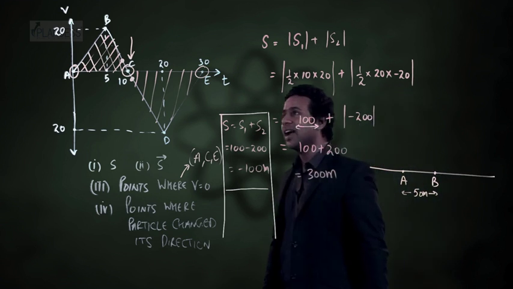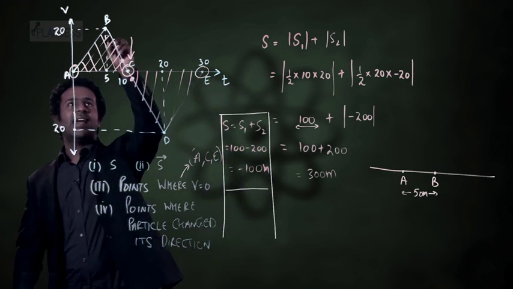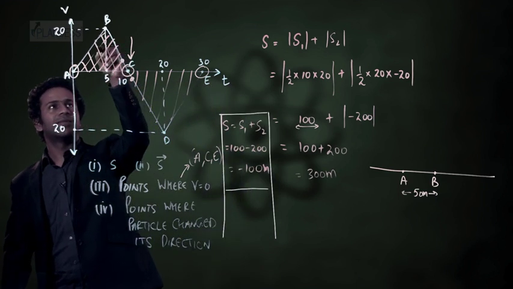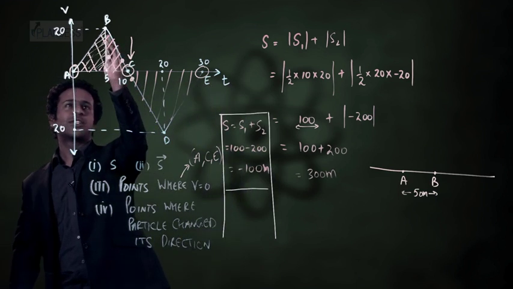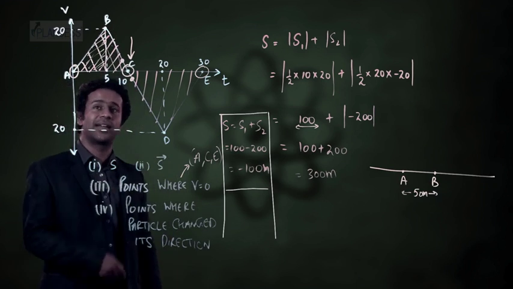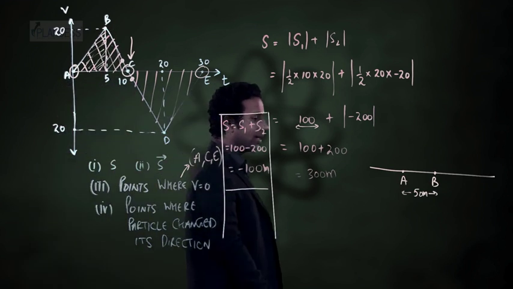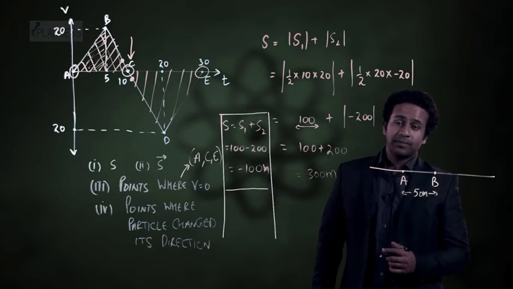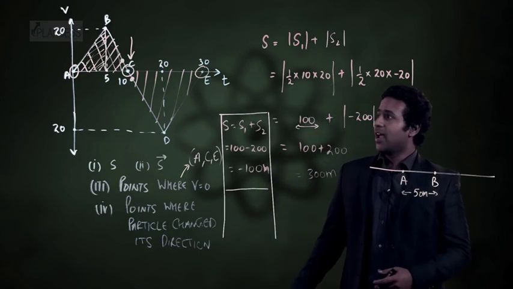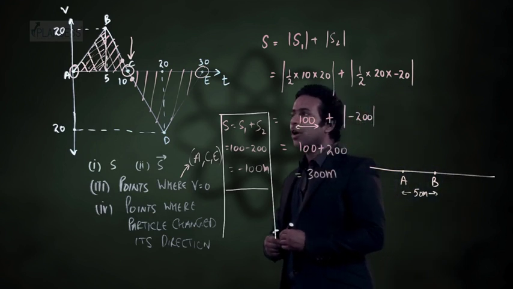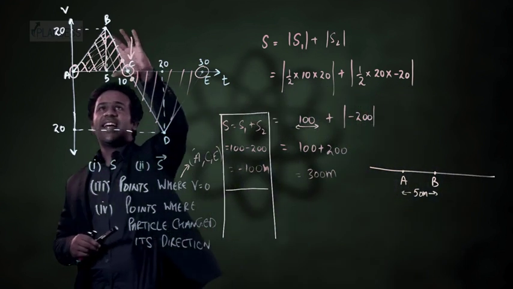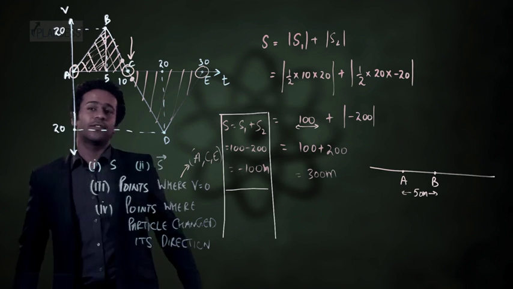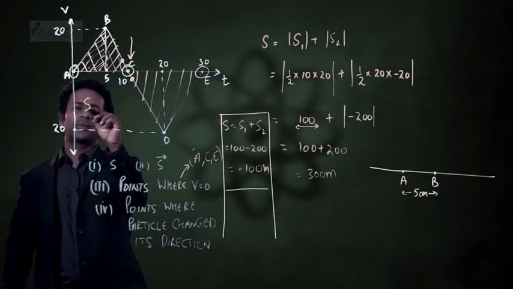How did we get that? We found the area of this portion, which is only half of this triangle, right? Now, look at the slope from A to B. It is positive, right? And you can also find the magnitude of that slope. This height is 20 and the base is 5, so the slope is 4.